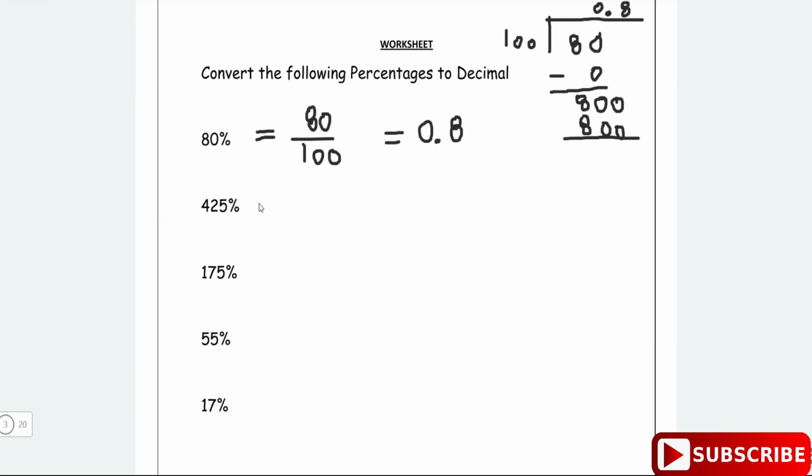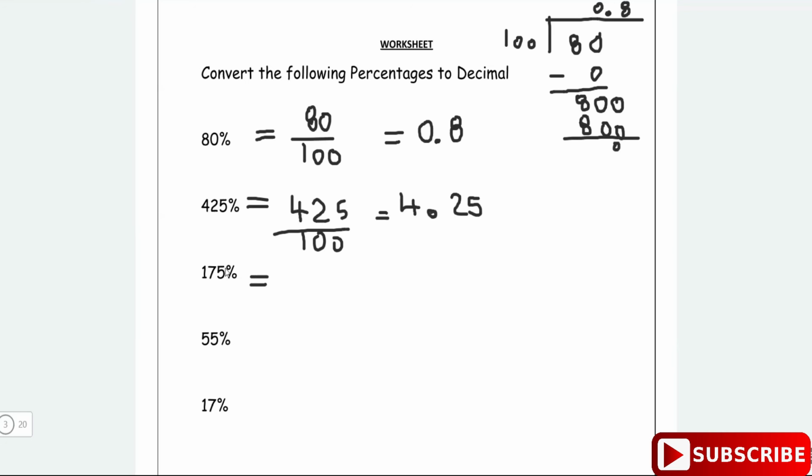Next, 425%. To convert this one to a decimal, first we convert it to a fraction. It is 425 divided by 100. Now you ask yourself, what is 425 divided by 100? That is 4.25.